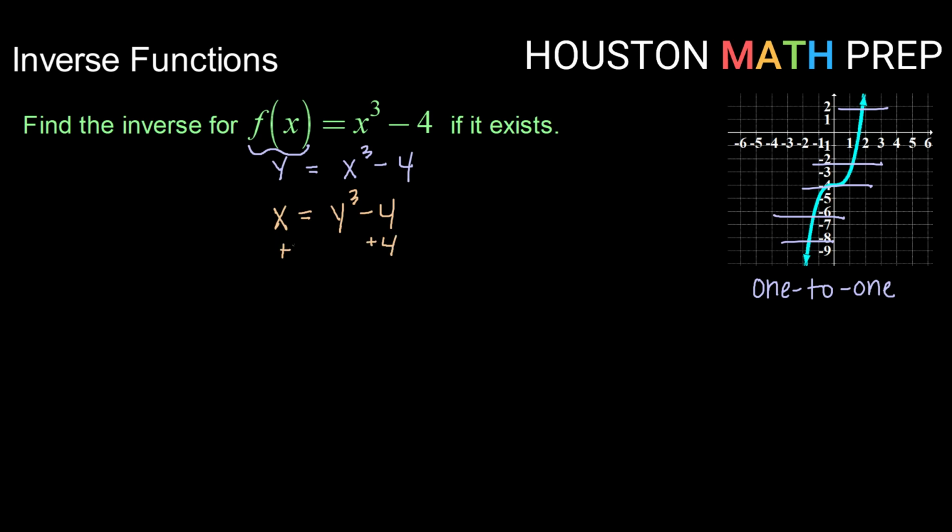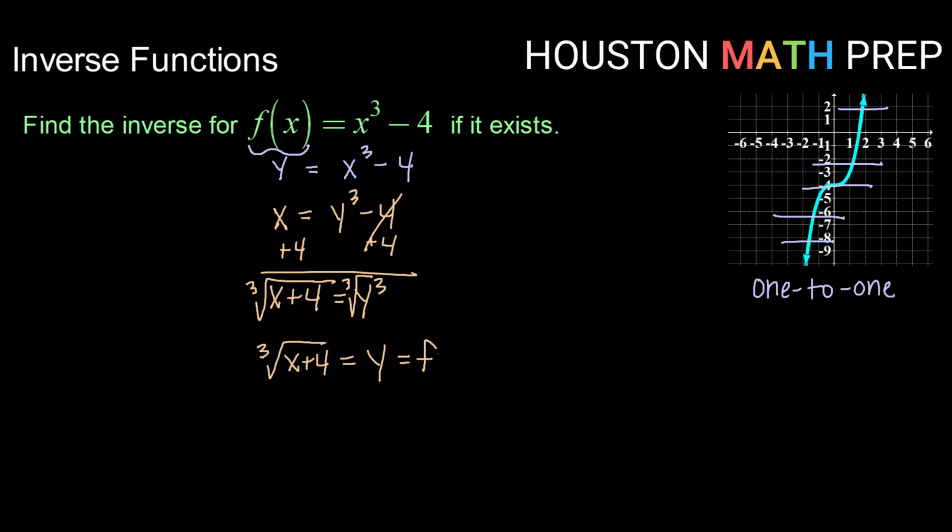So I'll start by adding 4 to both sides. So x plus 4 equals y cubed. To access the y and get rid of the cubed, I'm going to take the cube root of both sides. So I get the cube root of x plus 4 equals y. Another bit of notation, since our original function was called f of x, we can call this function f inverse of x. So our inverse function for x cubed minus 4 is the cube root of x plus 4.